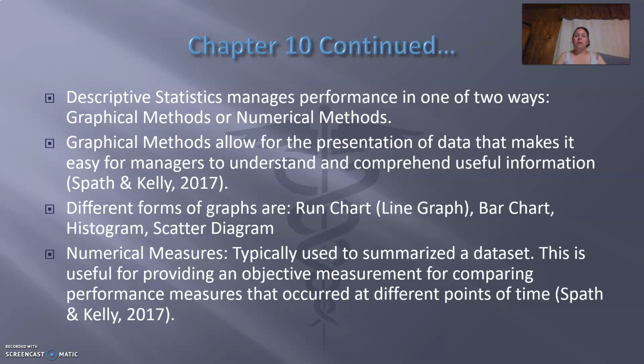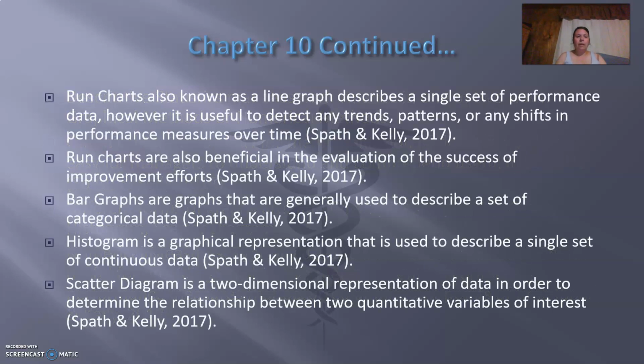Numerical measures are typically used to summarize a data set. This is useful for providing an objective measurement for comparing performance measures that occur at different points of time. Run charts are also known as line graphs. They describe a single set of performance data. However, it is useful to detect any trends, patterns, or shifts in performance measures over time. Run charts are also beneficial in the evaluation of the success of improvement efforts.